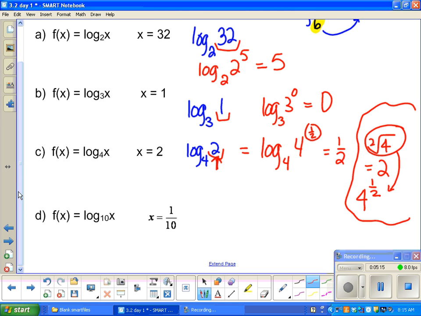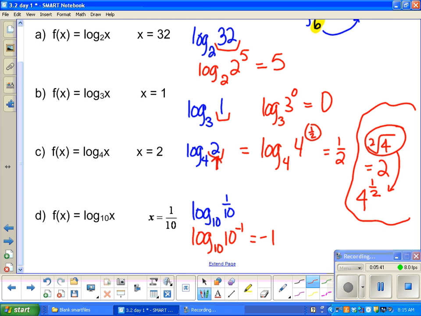What about this one? So here we're going to substitute log base 10 of 1/10. Well, how do I make that fraction of 1/10 to base 10? Well, it's a fraction, so a fraction means I have probably a negative exponent. If I do -1, that means 1 over 10 to the first. So my answer is -1.